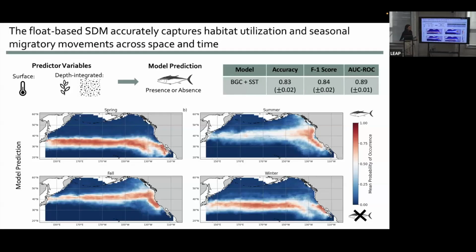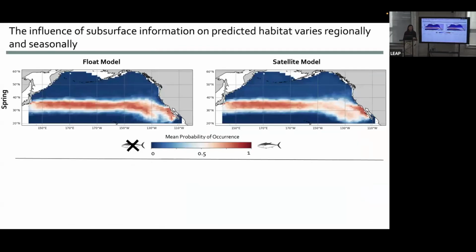We were next interested in assessing the performance of our satellite model against the float-based model. We found, in general, the float model outperformed the satellite model when comparing the global evaluation metrics, but the value of the float model was particularly pronounced in specific regions and specific seasons. For this demonstration, I'm just going to focus on one season, the spring.